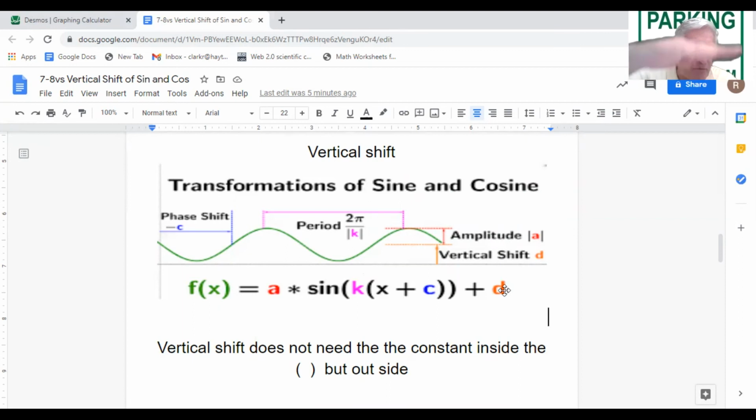We're going to take the same graph we have. We're not going to change the period. We're not going to change the amplitude. We're going to move it up. We're going to move it down on our y-axis. The vertical shift does not need the constant inside. It needs to be outside the parentheses. The plus has to be after the x. And if you're using parentheses, it needs to be outside the parentheses.